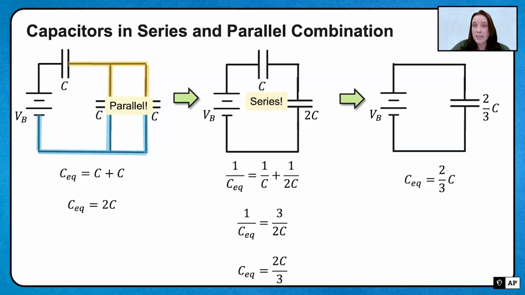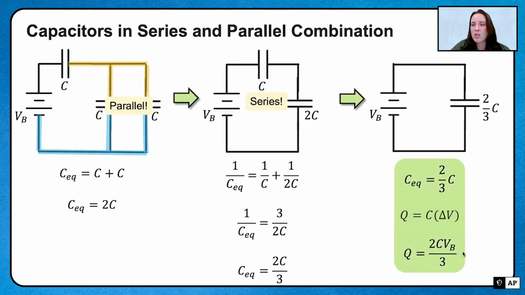Let's look at this circuit in its most simplified version. Our equivalent capacitance is 2C over 3. We can use our Q equals CV equation to figure out how much charge we are pulling out here. Our equivalent capacitance is 2C over 3, so that's my capacitance. The voltage across it is the voltage of the battery. So sticking those together, the total charge that this capacitor holds is 2CV over 3.